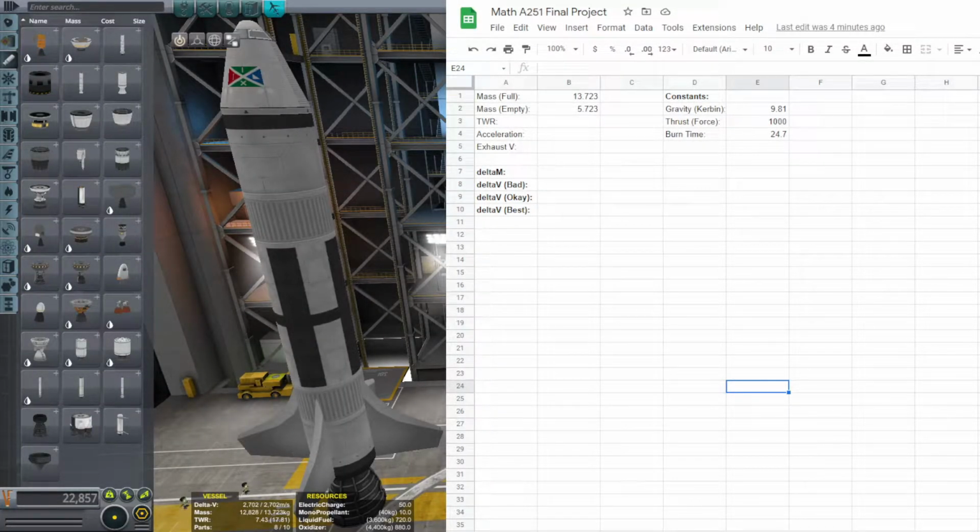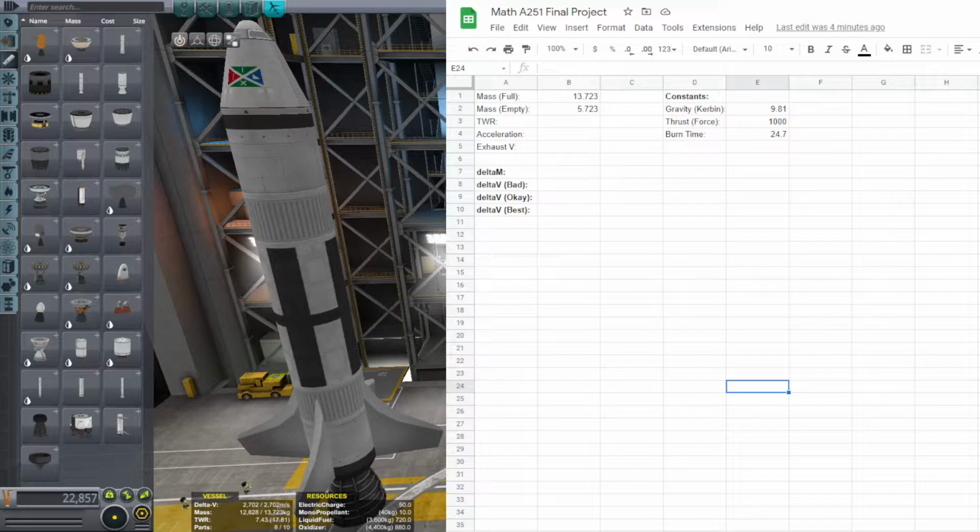I'm taking Math A251 with Dr. Graham, and for my final project, I'm going to be explaining rocket science to all of you. I'm going to tie this rocket science into a few concepts we learned in class, including integrals, the rule of integrating logs, and, of course, the rule of logs.